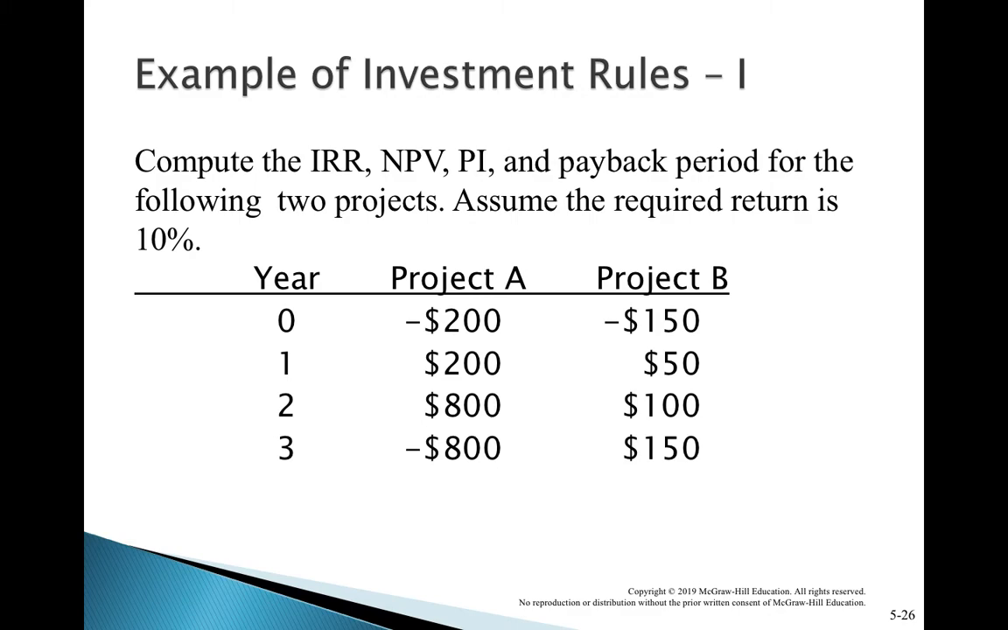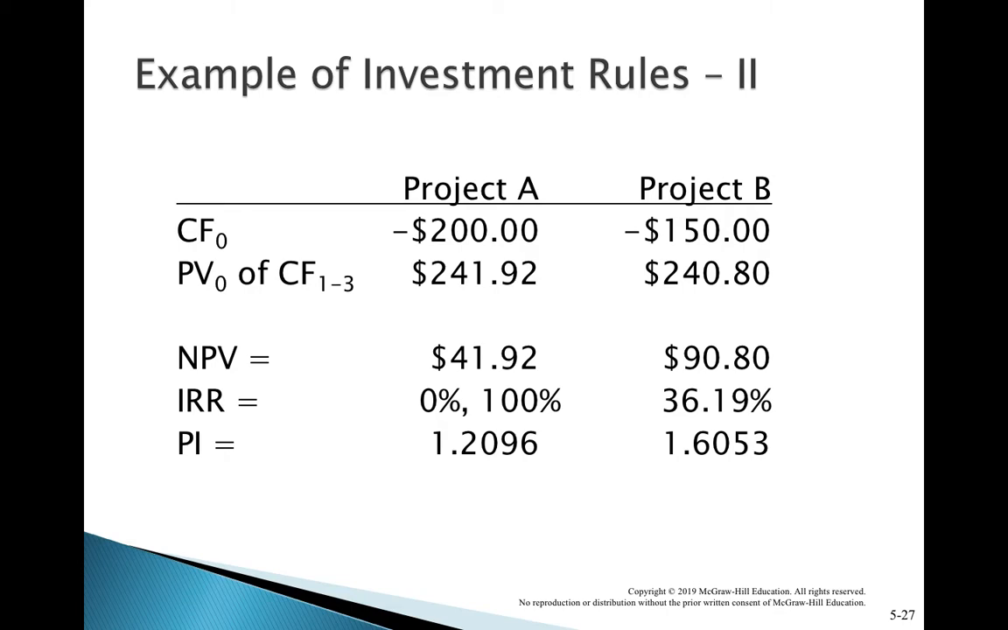Same like payback period also. Payback period means zero cumulative cash flow. You see here in project A, in year 1 there will be 0: minus 200 plus 200, 0. Again, year 2 cumulative cash flow will be 800: 0 plus 800 is equal to 800. Again, year 3, there will be cumulative cash flow 0. There will be 2 payback periods in project A, 1 year and 3 year. So, your methods might not be appropriate.